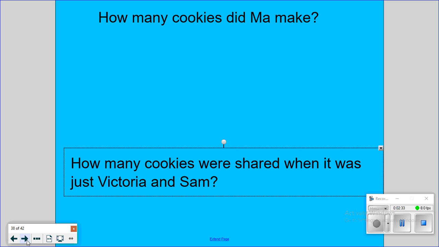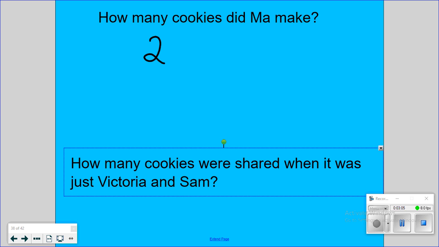And then we see Sam and Victoria sharing them. And it says, that's 6 each. So if they are each getting 6, how many cookies did Mom make? I'm going to show you how to make the math version of this. How many groups of friends are there on this page sharing cookies? Jackson? 2. Write this down at the top of your next blank page, please.